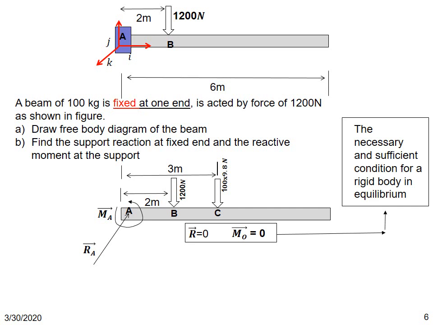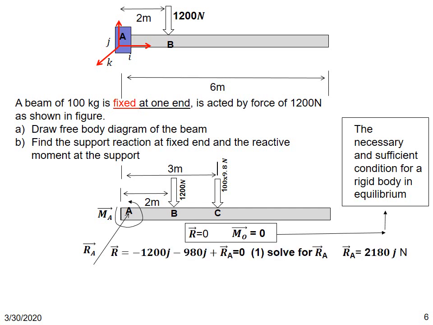Now let us solve for MA and RA. The two equations we have are R equal to 0, sum of all the forces equal to 0, and sum of moments of all the forces equal to 0. So this is the necessary and sufficient condition for a rigid body in equilibrium.